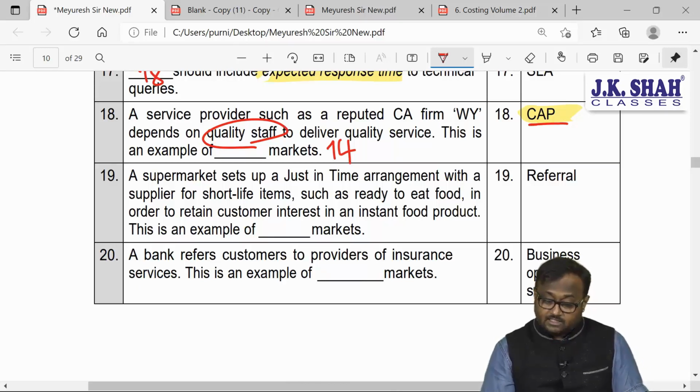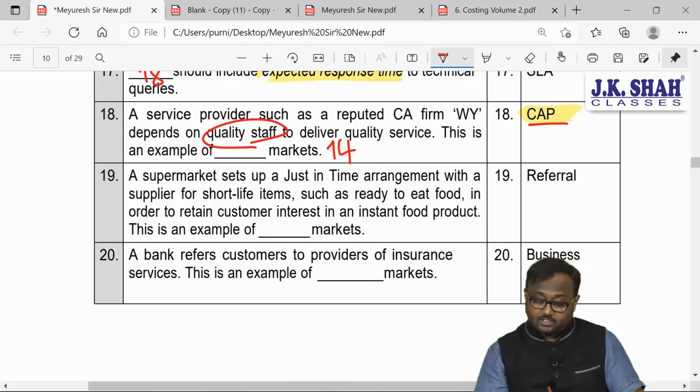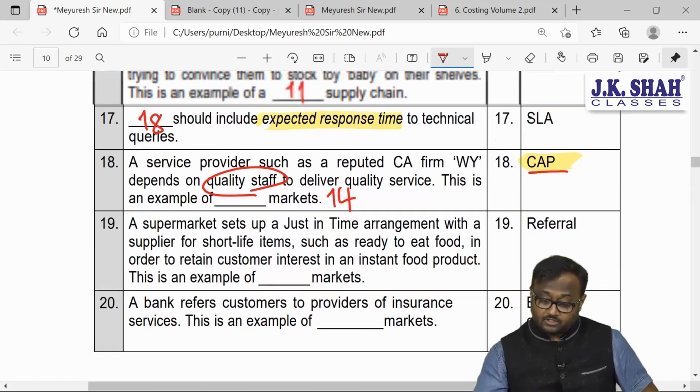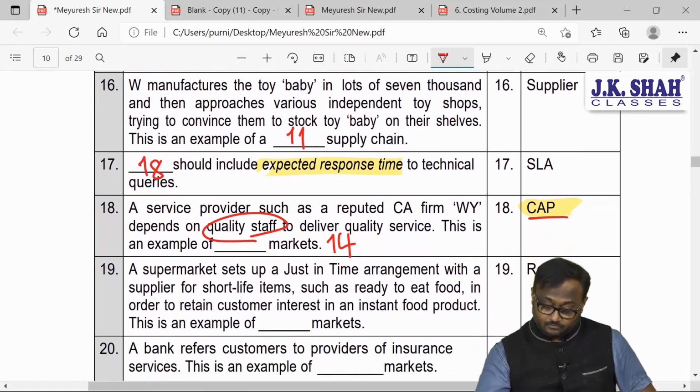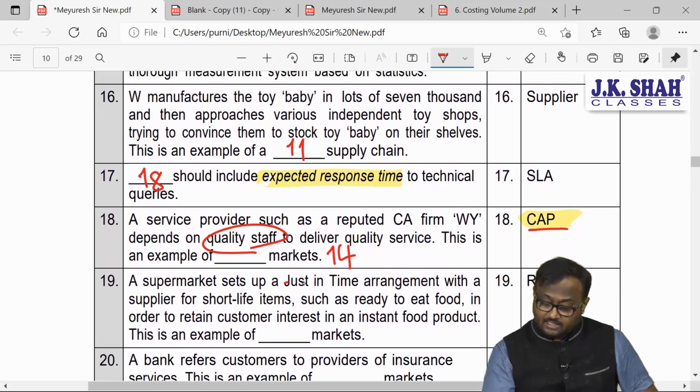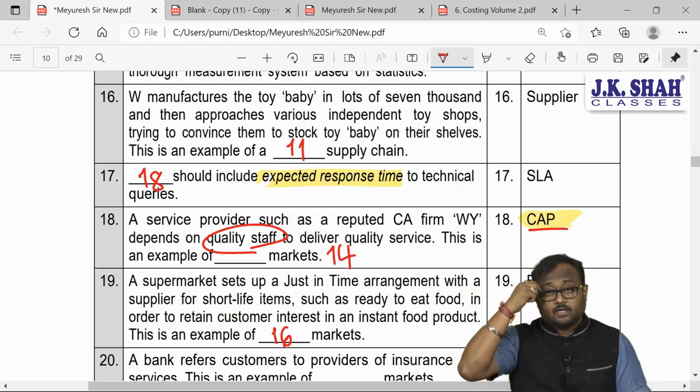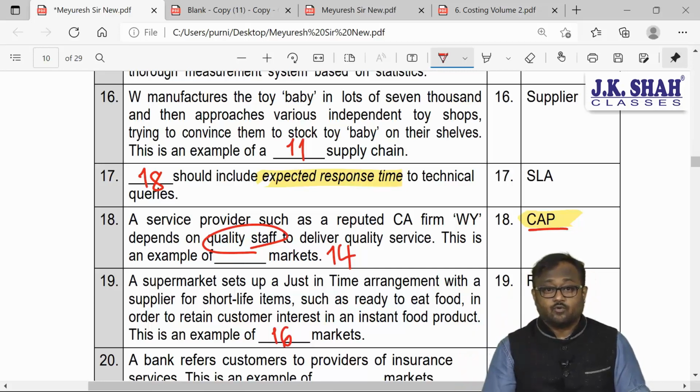19. The supermarket sets up a just-in-time arrangement with a supplier for short life items such as ready-to-eat food in order to retain the customer interest in the instant food product. This is an example of. Now, what can be this? Just-in-time, no. If it is just-in-time, that means it is suppliers market.